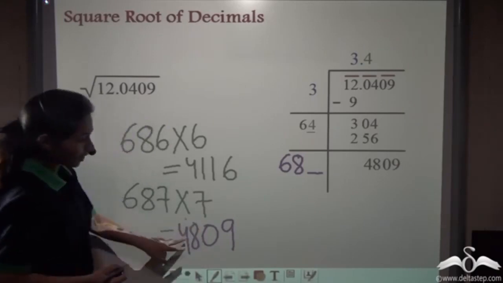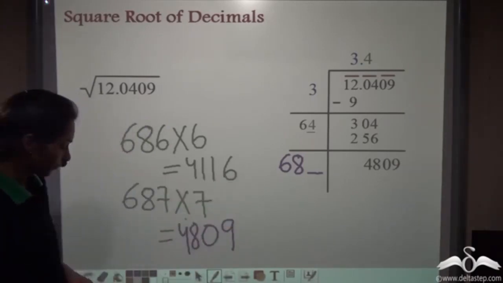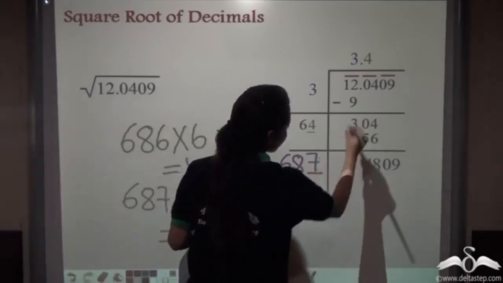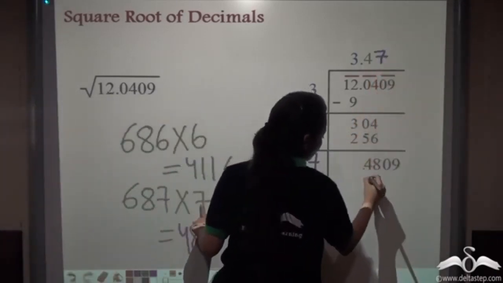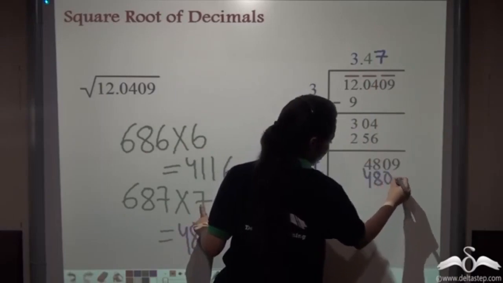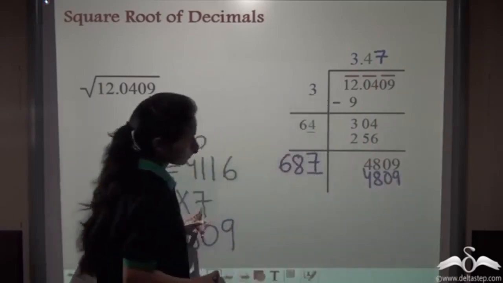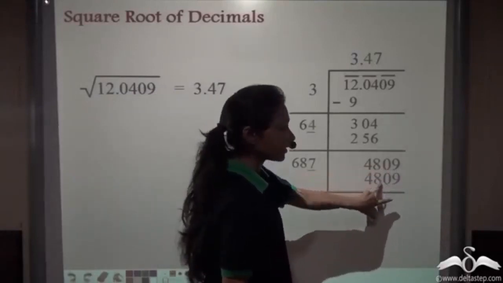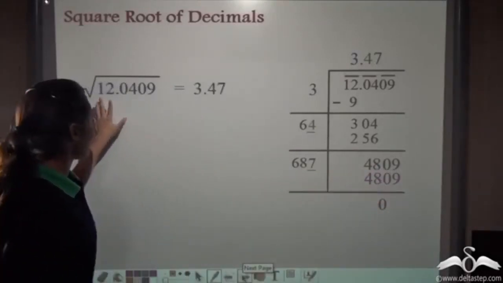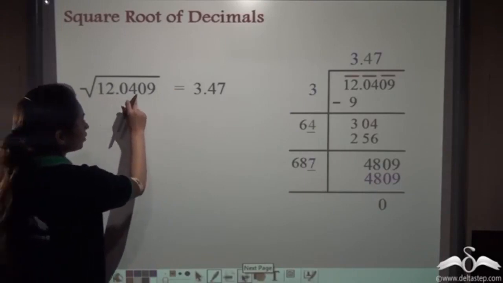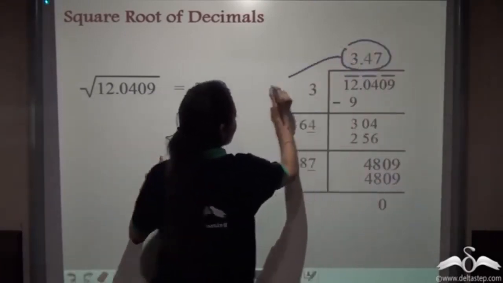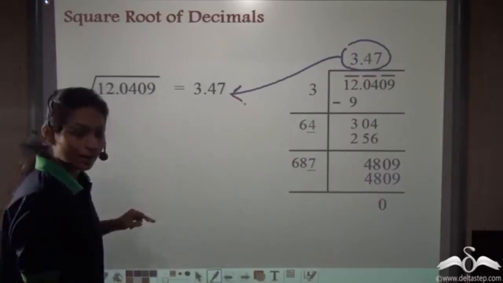See, we have arrived at the exact number. So let's write this. 7 here and 7 here. So 4, 8, 0, 9. Well, the remainder is 0 because we have got the exact digit. So we can say that the square root of 12.0409 is 3.47. This is the square root of this decimal number.